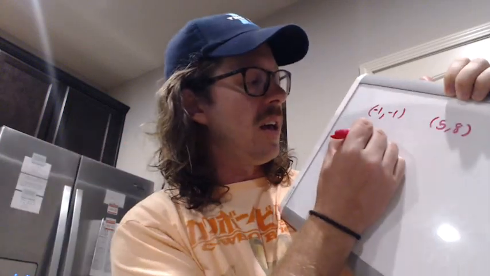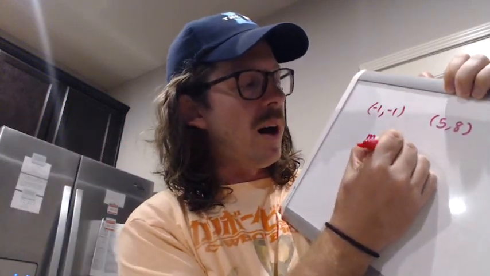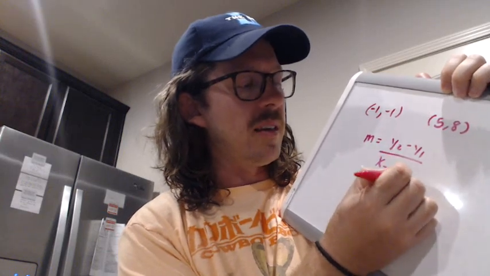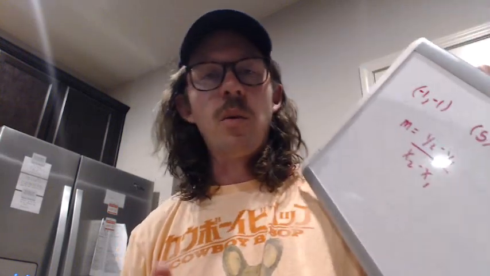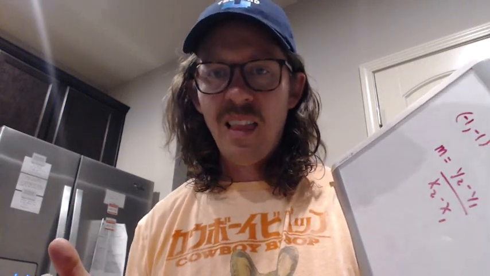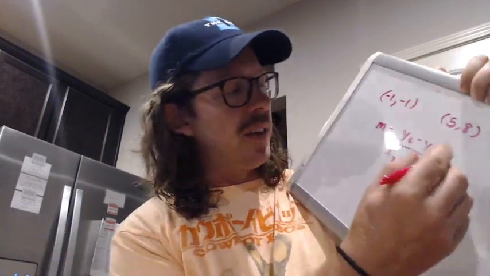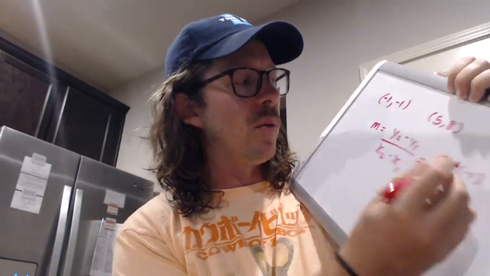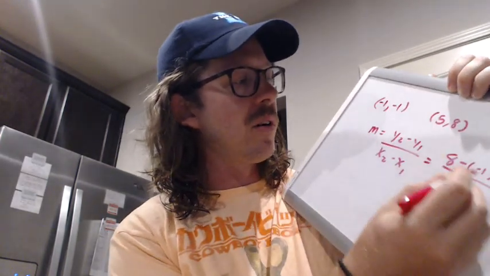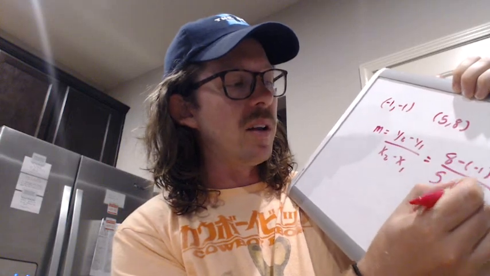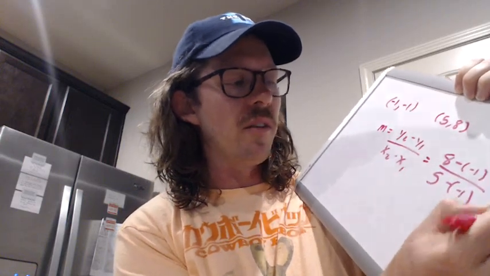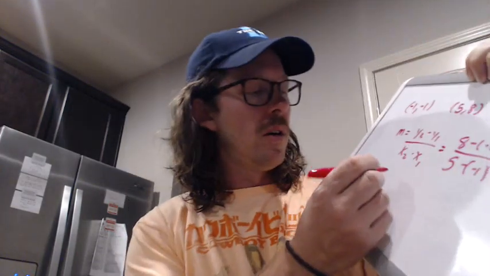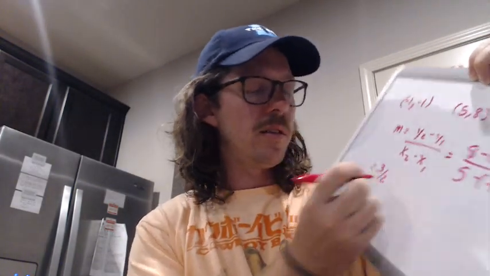So you could say y2 minus y1 over x2 minus x1. That's what we call the slope formula. It's the rate of change for that line. So if you did that, you would say 8 minus -1 over 5 minus -1, and what you get is 9 over 6, which would simplify to 3/2.